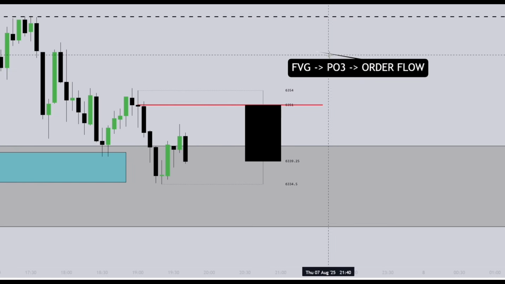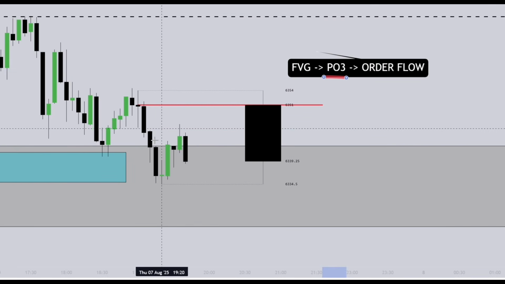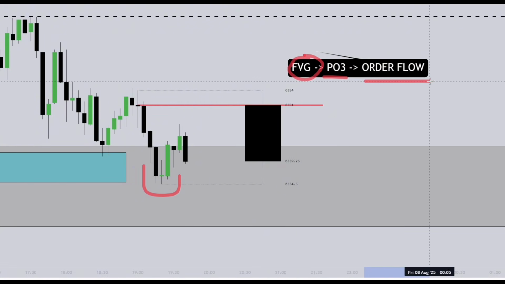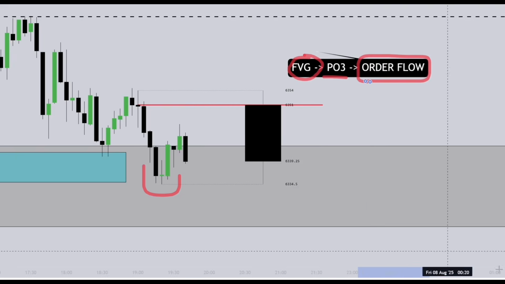Are you trading without alignment? Are you trading without the PO3? Are you not waiting for price to come below the candle's opening price? Are you not identifying your fair value gaps and your key levels correctly? Or are you gambling on patterns? Are you not using order flow?